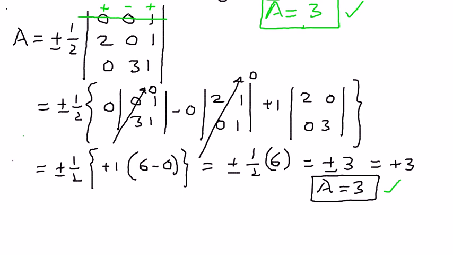We have used this formula and figured out the area of the triangle to be equal to 3 using determinants, and also using the conventional geometry method. In my next presentation, we shall look at some more applications using determinants.